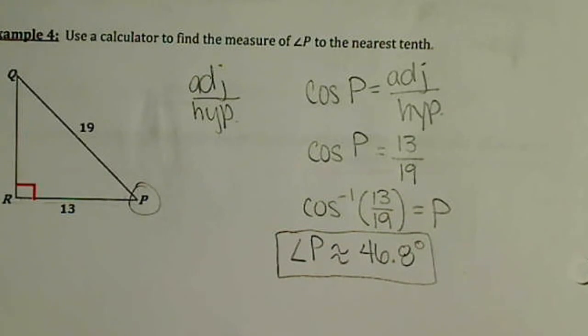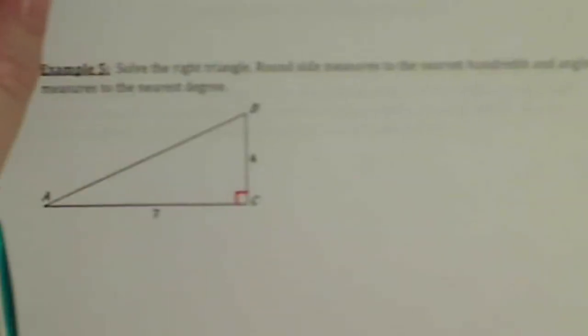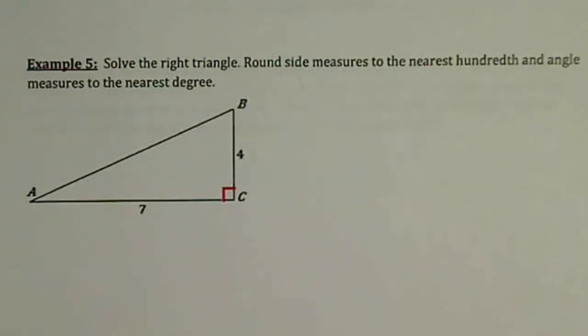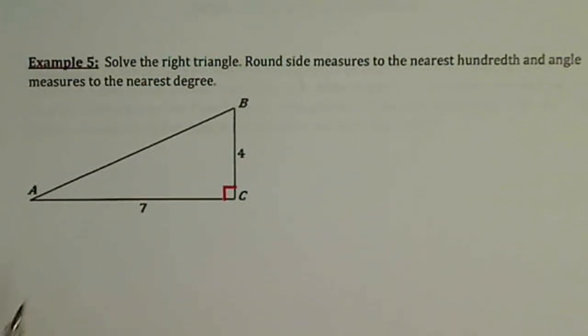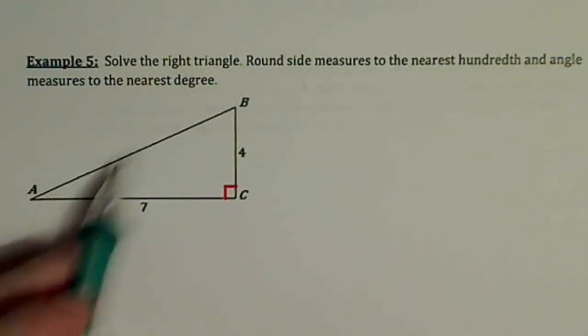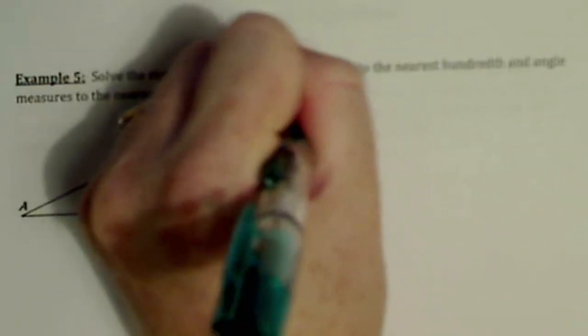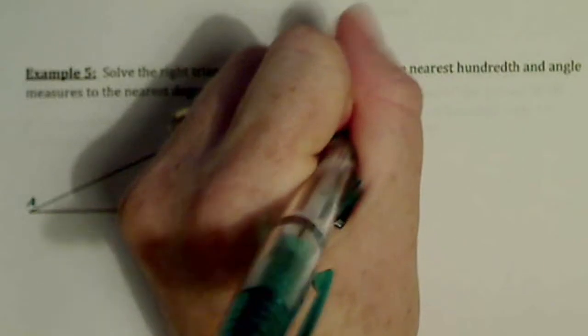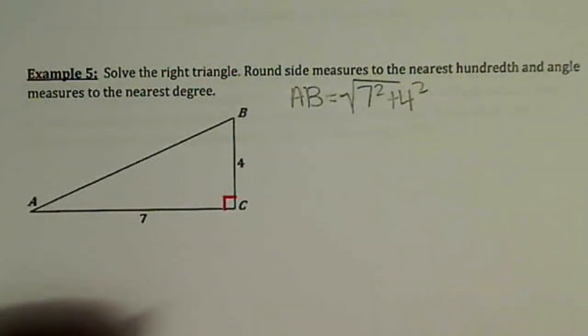Okay, let's practice that a little more. We're going to solve a triangle, all the missing sides. AB is going to be the easiest to find. Because we know these two side lengths, we can use the Pythagorean theorem to find AB. So remember, it is the square root of these two sides squared. The square root of 7 squared plus 4 squared.